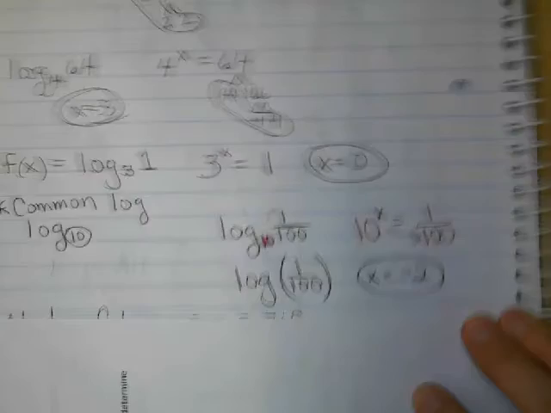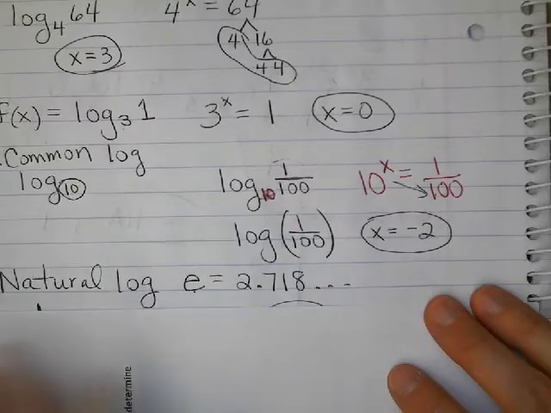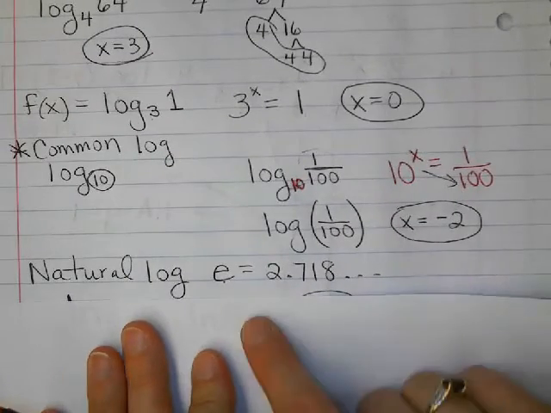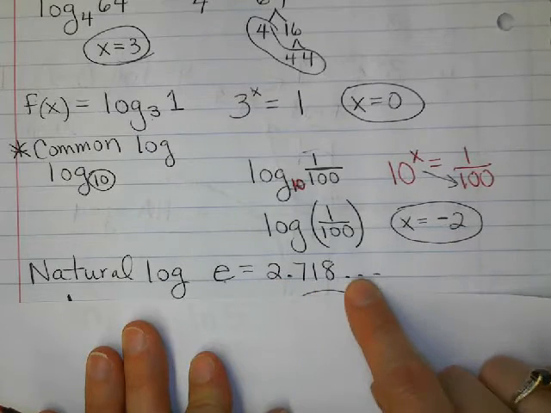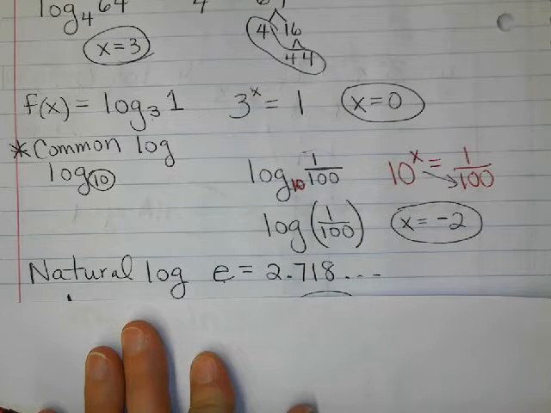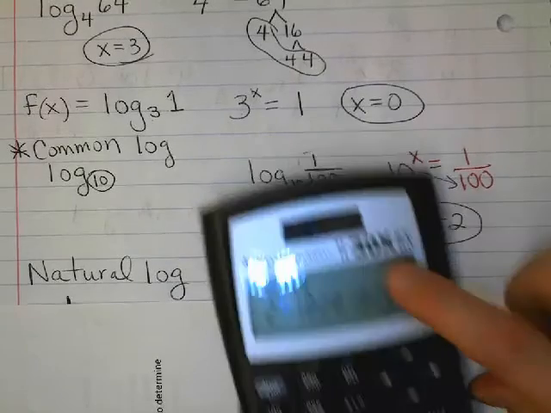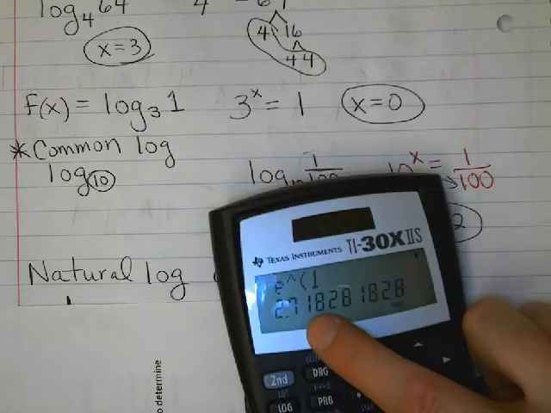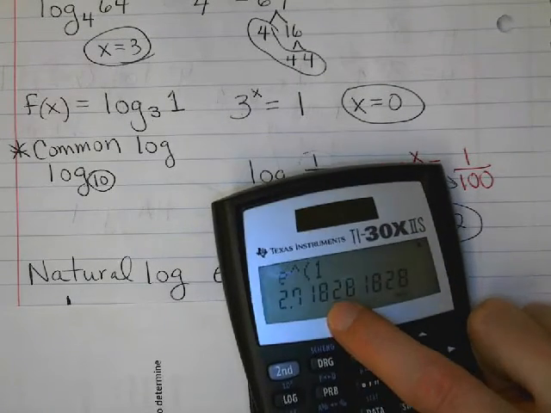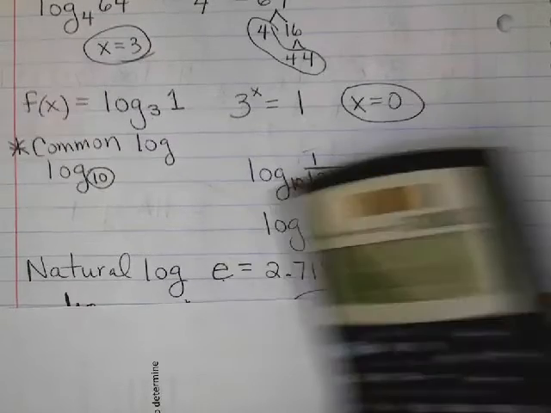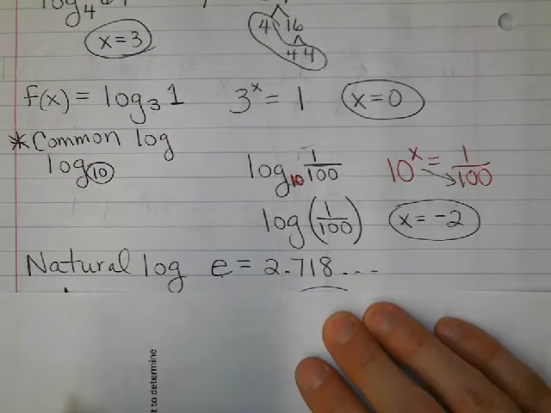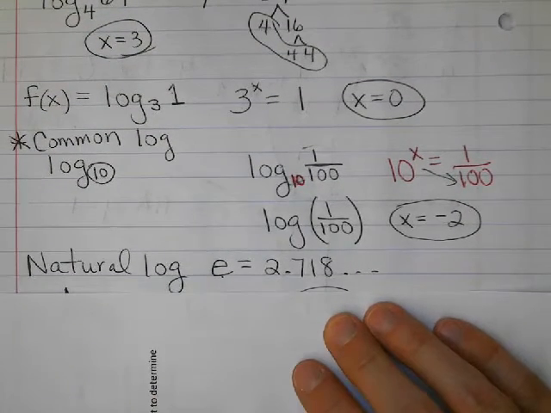And then there's a natural logarithm, which is base e. E is a number, 2.718, keeps going. It's a number like pi. It's an irrational number. There is a key on the calculator that shows you e to the first power. So e is 2.7182818. And so it's just a number like pi that you've studied before.